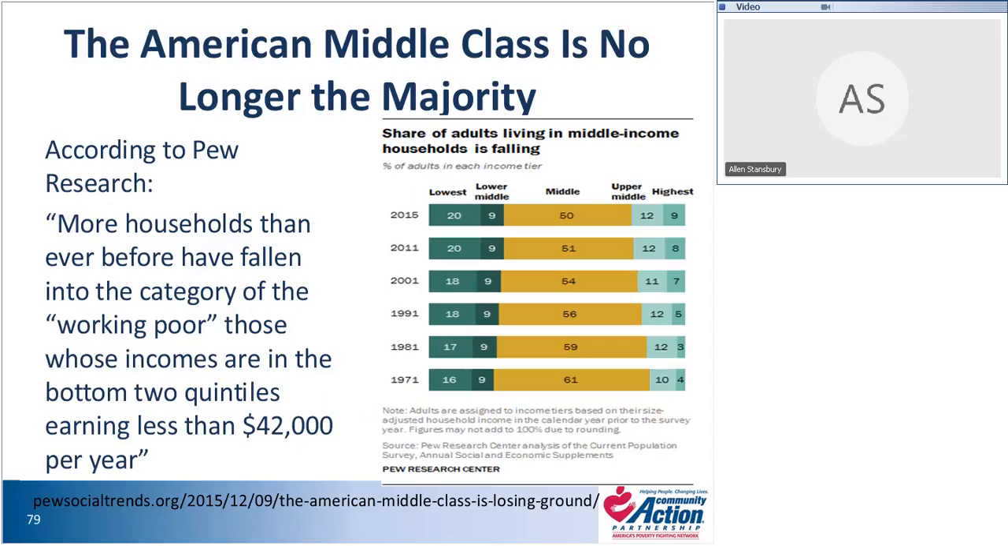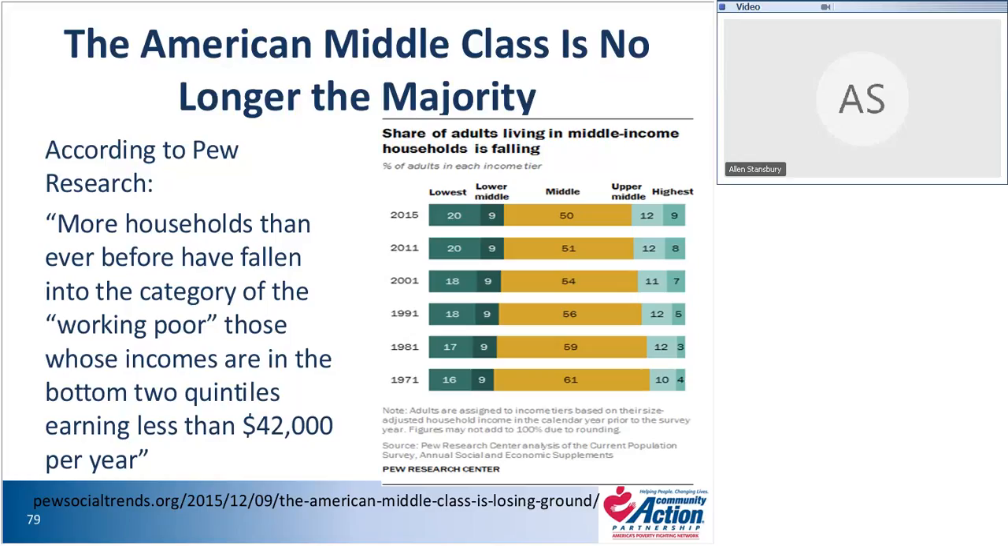So here's a graphic I always carry, inserted in almost all of our PowerPoint slides, is the fact that one of the reasons why you have this high incidence of poverty in any particular area is that the middle class is disintegrating in the United States. And this is a graphic from Pew Research from December 2015, showing that more households than ever before have fallen into the category of the working poor, whose incomes are in the bottom two quintiles, earning less than $42,000 a year.